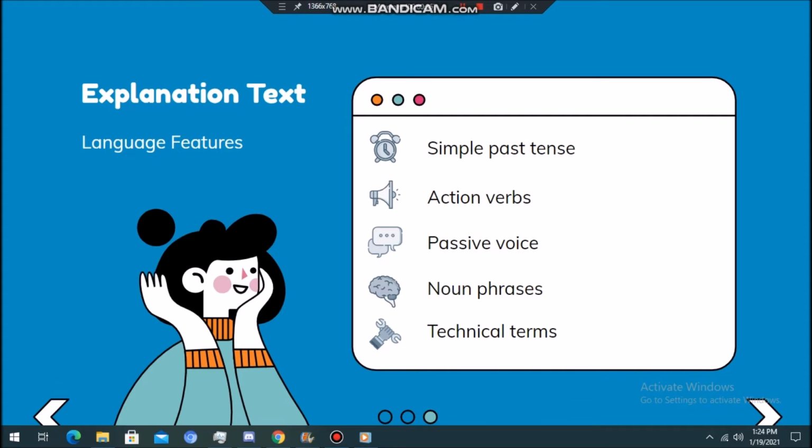The third one is passive voice. Passive voice is used to focus on the object that receives the action in the text. The fourth one is noun phrases. Noun phrases is words, phrases, or clause that explain the context by adding the information of time, place, conditions, reasons, or purposes. The fifth one is technical terms. Technical terms is words that refer to the discussed phenomenon.